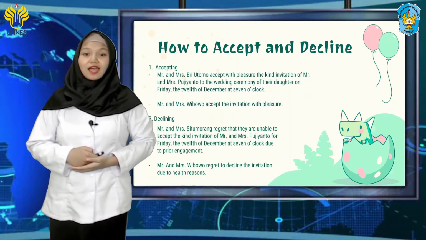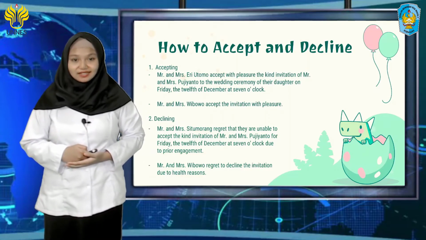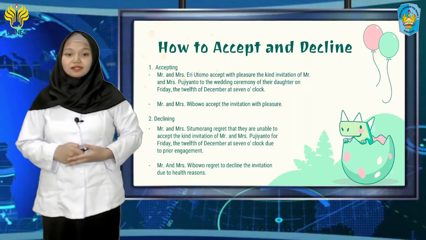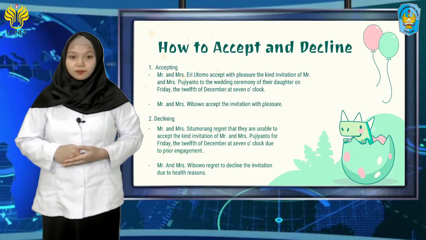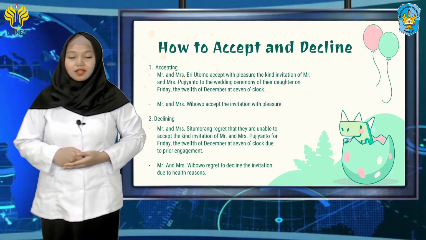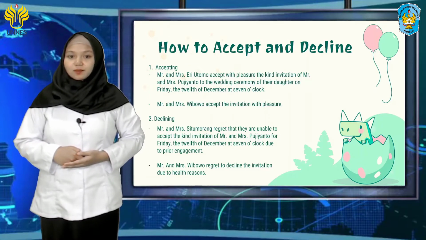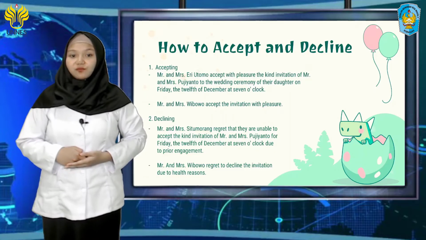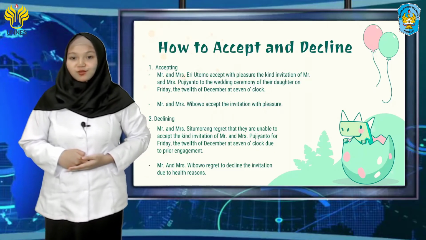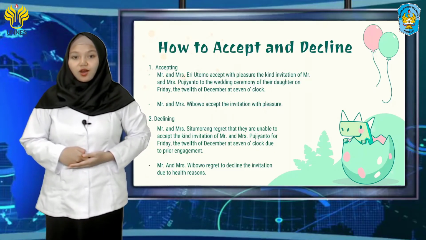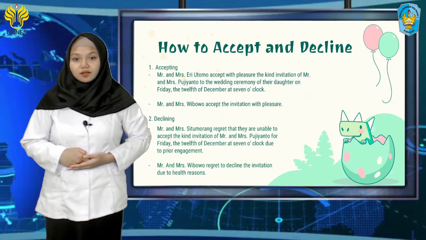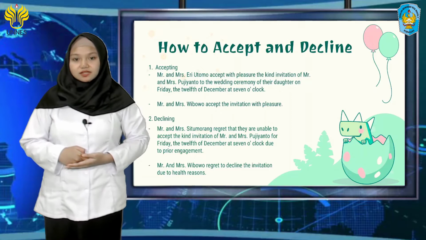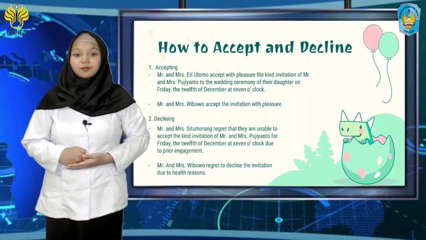And then here's how to accept and decline. I will show you how we accept and decline the invitation. The first one, accepting. For example, Mr. and Mrs. Eri Utomo accept with pleasure the kind invitation of Mr. and Mrs. Pujianto to the wedding ceremony of their daughter on Friday, the 12th of December at 7 o'clock. And the second one, Mr. and Mrs. Wibowo accept the invitation with pleasure.